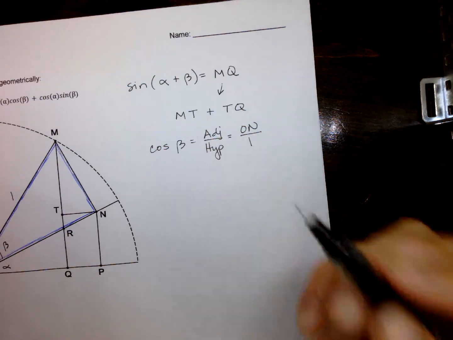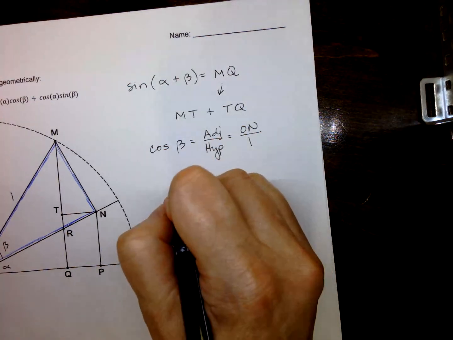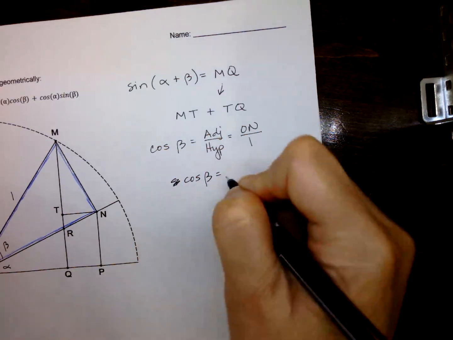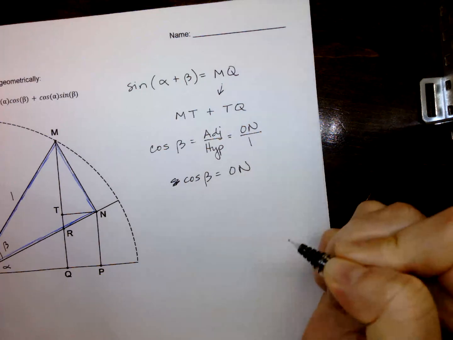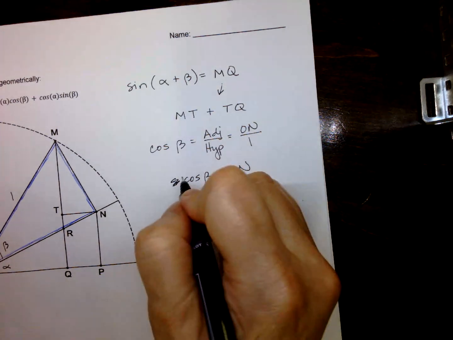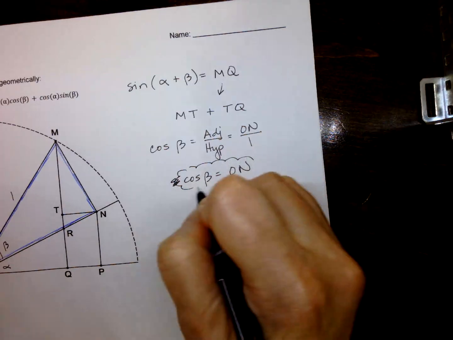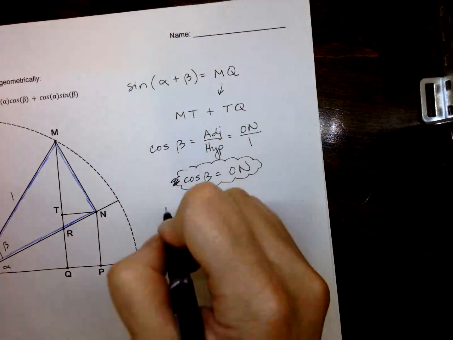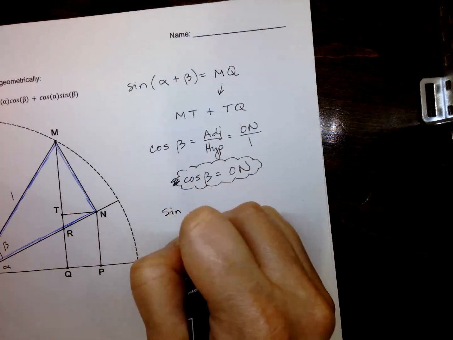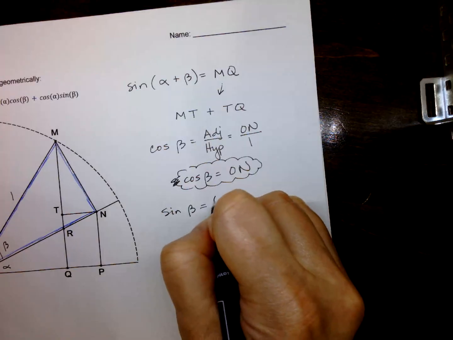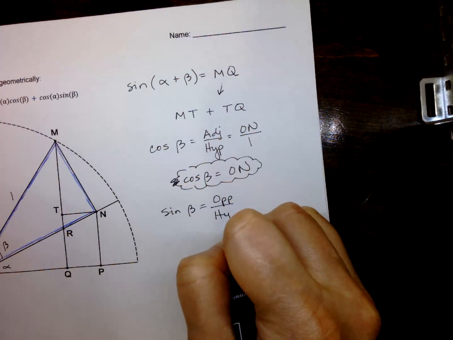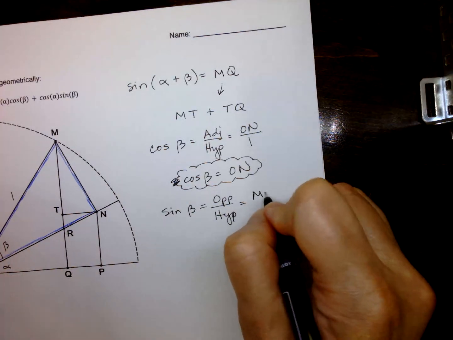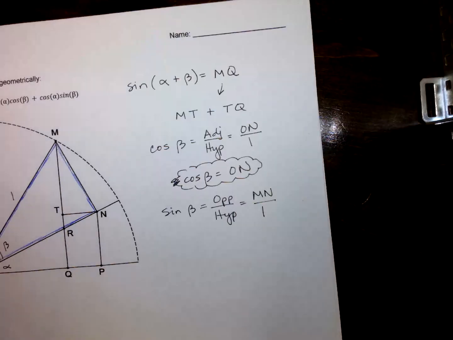Okay, now ON divided by 1 is just ON, so I can simplify this to say that the cosine of beta is equal to ON. Okay, hang on to that. It's not an answer all on its own, but it's a good ingredient that we're going to need later. Let's also do that same thing with the sine. The sine of beta is equal to the opposite over the hypotenuse. And compared to angle beta, the opposite side is MN, and the hypotenuse is 1.